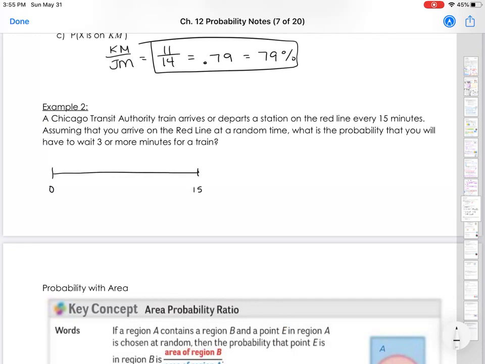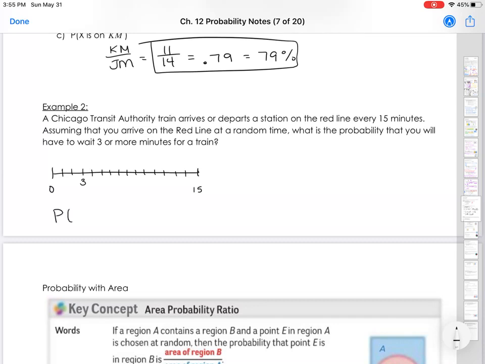So a Chicago Transit Authority train arrives or departs a station on the red line every 15 minutes. So assuming you arrive on the red line at a random time, what's the probability that you'll have to wait 3 or more minutes for a train? All right, so let's put in a line here.